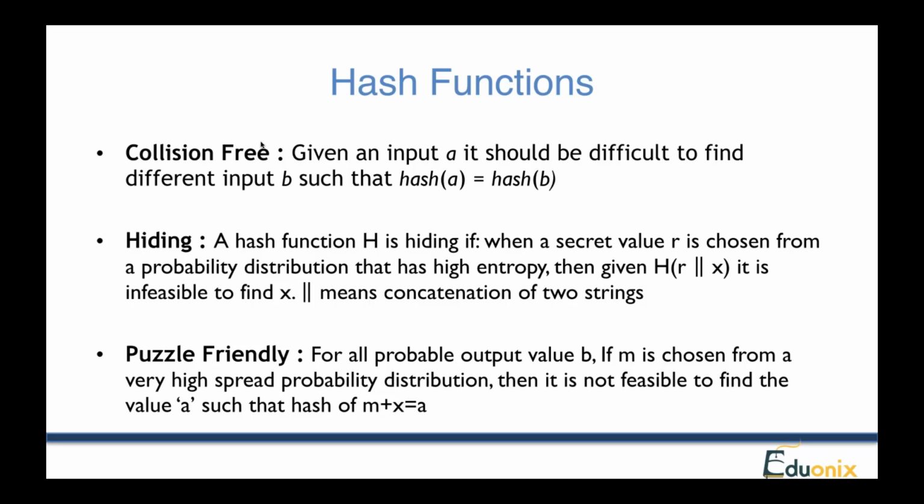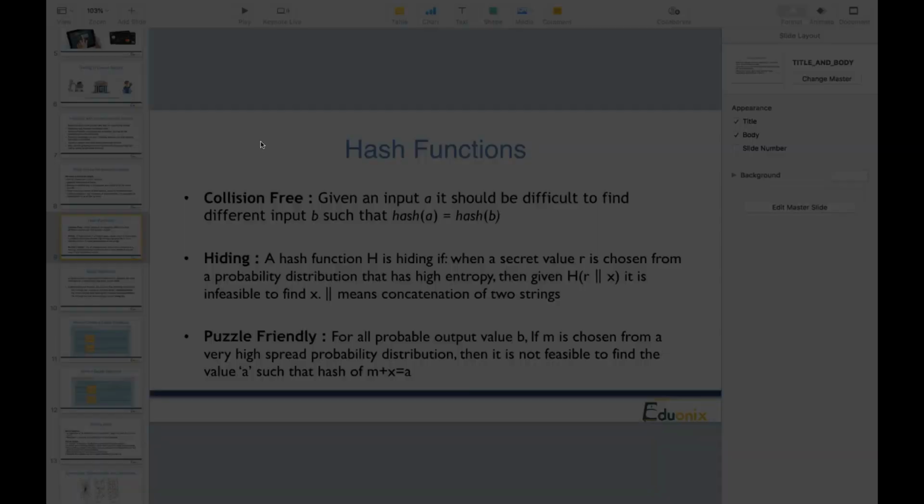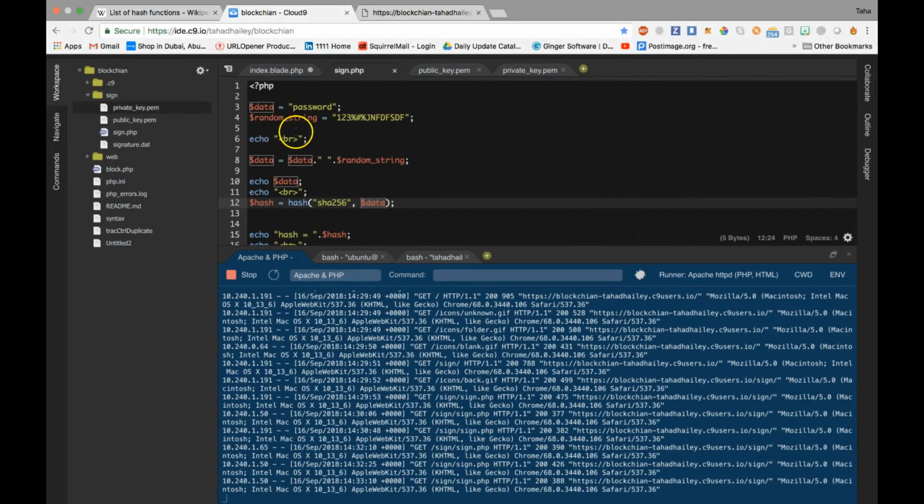The third property is called puzzle friendly. For all probable outputs B, if M is chosen from a high spread probability distribution, then it is not feasible to find the value X such that hash of M plus X is equal to B. So this third property is very similar to the second property, but obviously there is a slight difference, and the third property of hash function is used in proof of work, the mining of Bitcoin. So let's understand the third property.